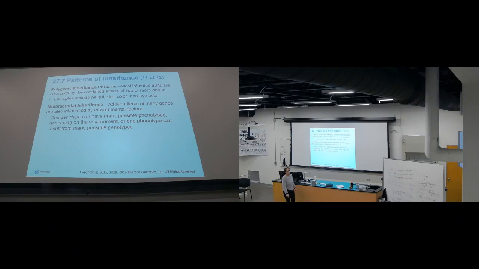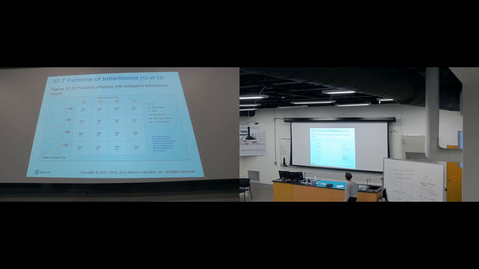Thankfully, most inherited traits are controlled by many genes, including height, skin color, eye color. This is called polygenic inheritance pattern. And then we have multifactorial, that basically takes into account the environmental factors. So here we have examples of differences in height based on polygenic inheritance.